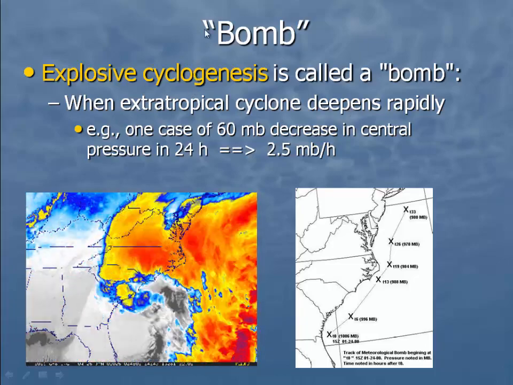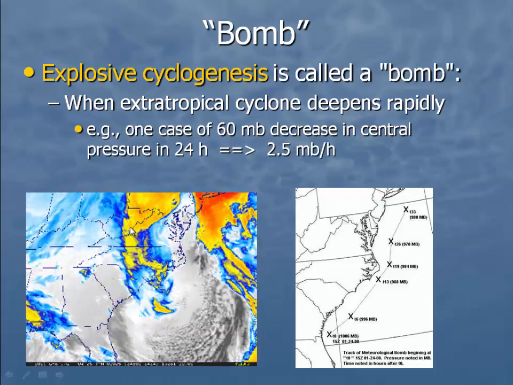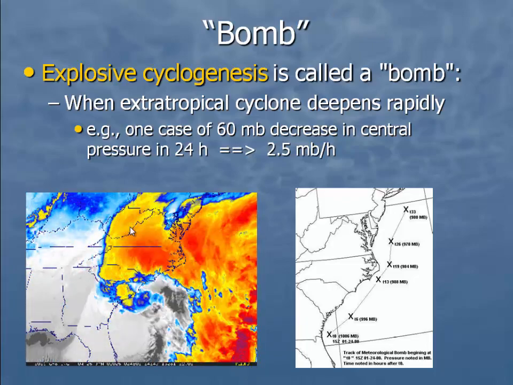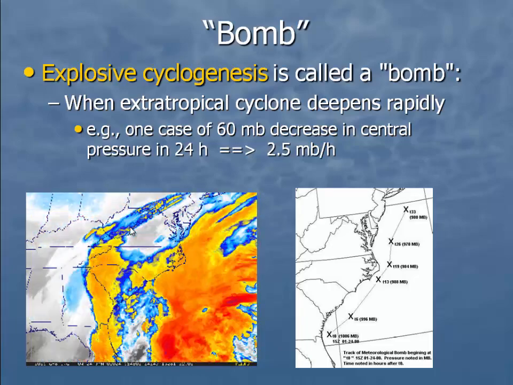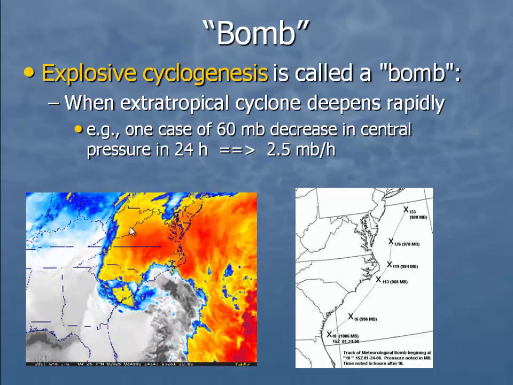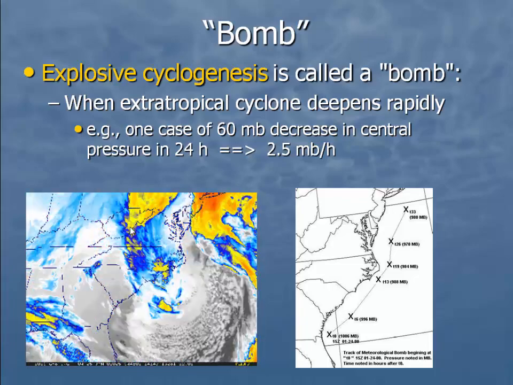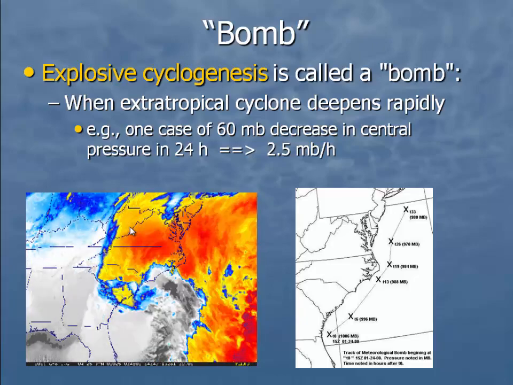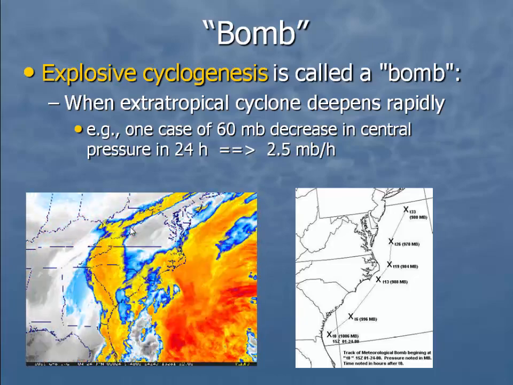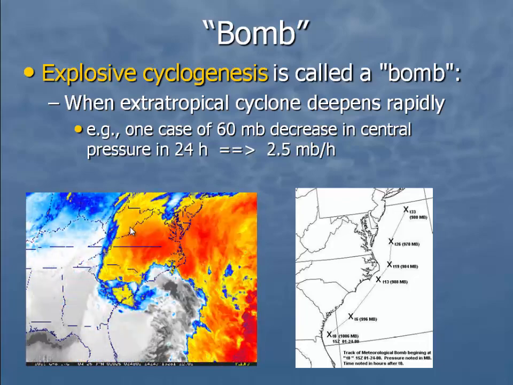And in order to be considered a bomb, the central pressure of a mid-latitude cyclone must drop 24 millibars in 24 hours. So we must see a decreasing rate of pressure of 1 millibar per hour in the central pressure. If we see a deepening of 1 millibar per hour and it sustains itself for 24 hours, we will give that cyclone the term a bomb.